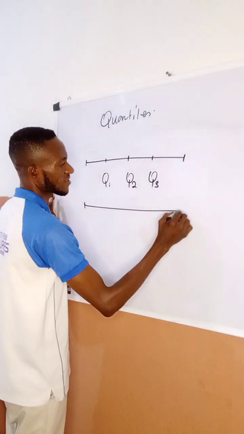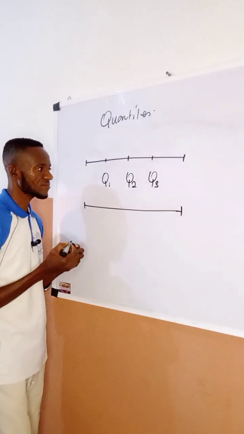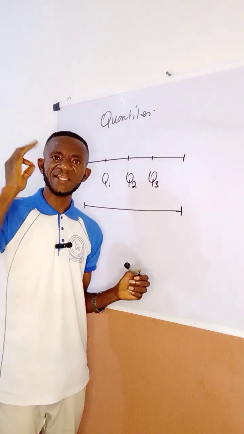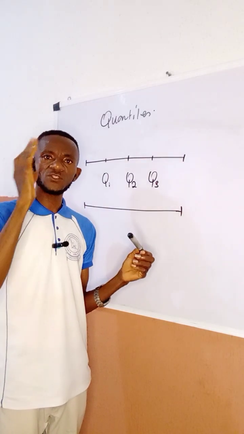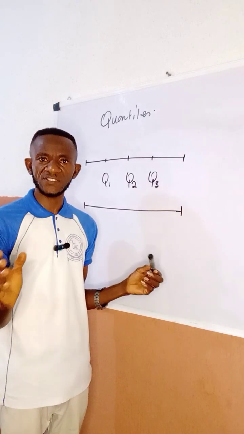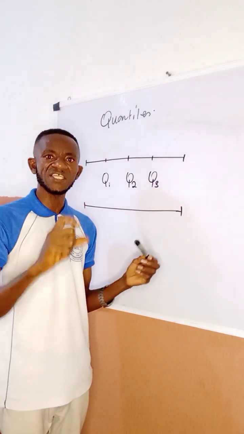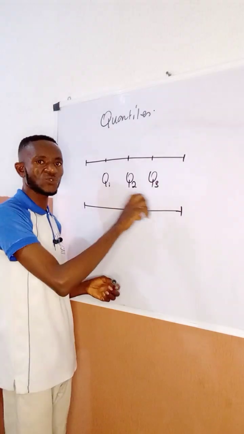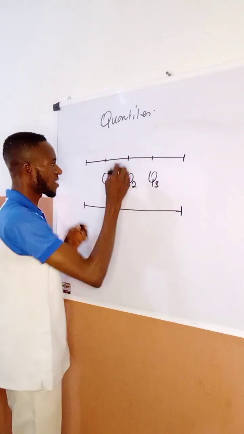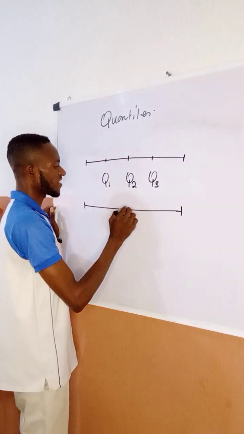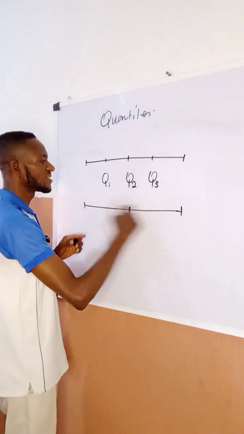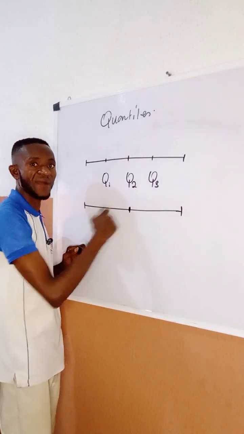I have this and I have this. We are told that a median is a number that divides the distribution into 2 equal parts, or divides the data set into 2 equal parts. So I am going to divide this line into 2 equal parts. And then when I do so, I'll be able to have a line at the center here. And this line at the center here divides this distribution into 2 equal parts.